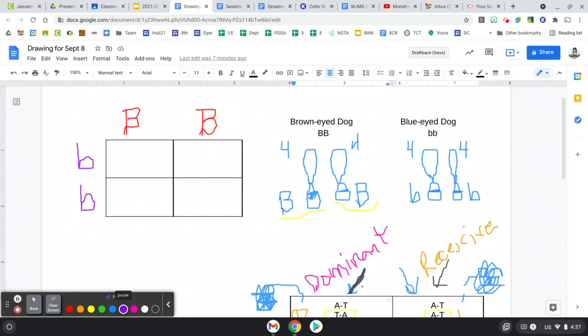So when these combine, you get a chromosome from each parent. And when you get that chromosome from each parent, in green, you have the offspring.